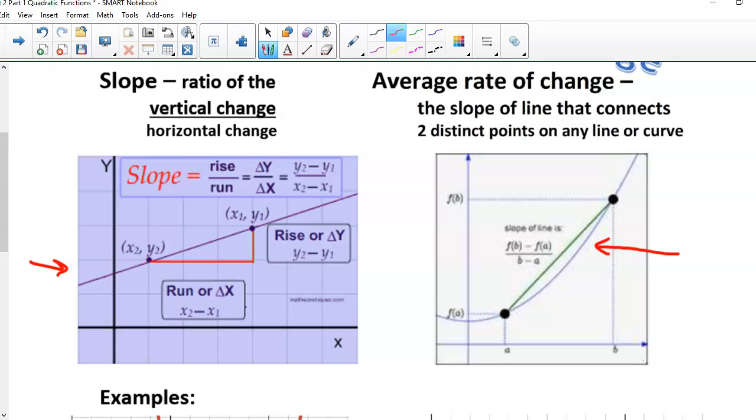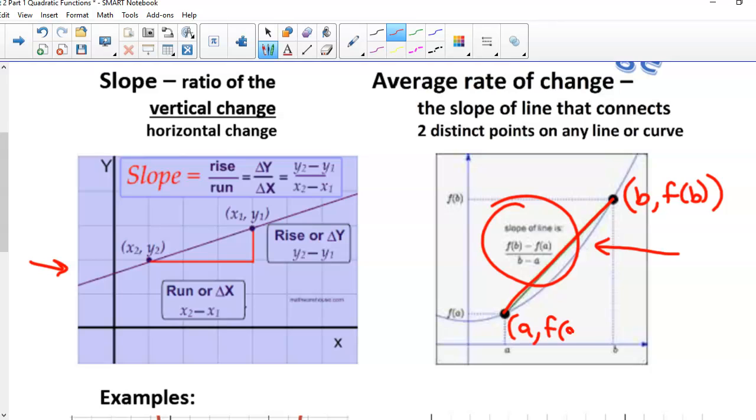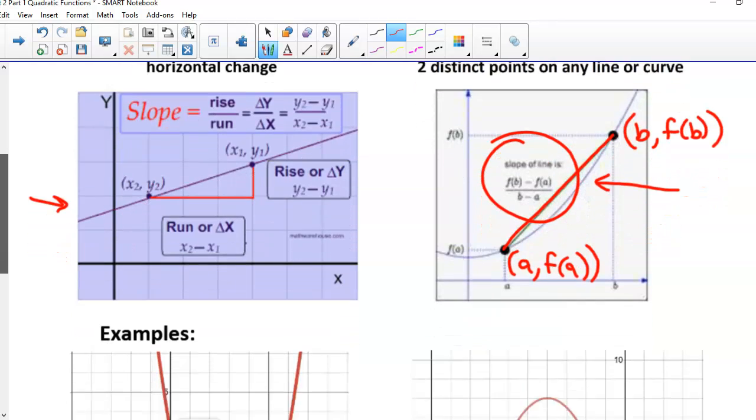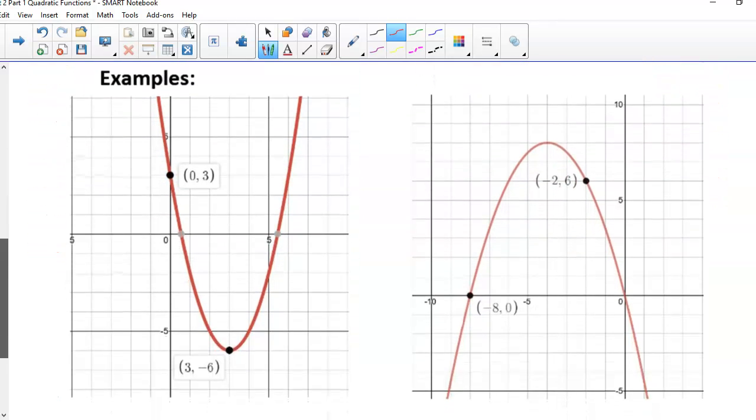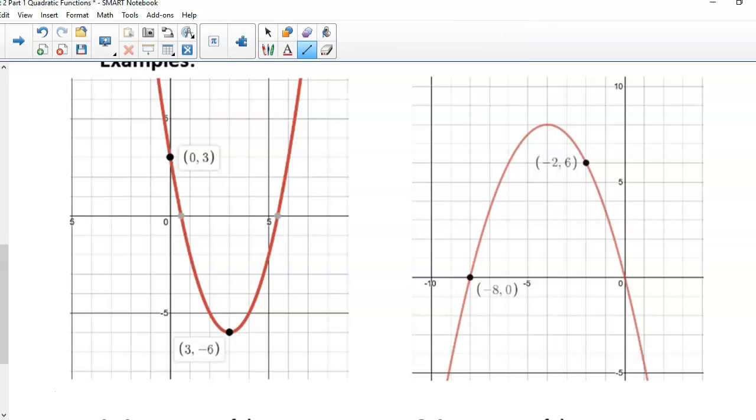So you can see here, and it's a little bit fuzzy, but the slope of this line that connects the 2 points, see how these 2 points are connected by a straight line, is really just f of b, which is the second ordered pair here. If you have b, and then you have f of b, which is that y value, and then here you would have a and f of a, right? So you're taking the difference between f of b minus f of a, and you're dividing by b minus a. So it's really just you're finding the slope. So the easiest way to look at this is to connect your points with a straight line and then just find the slope of that line.